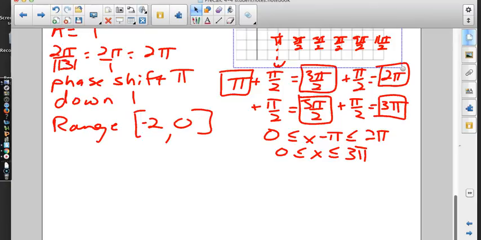Today we have a graphing trigonometric functions worksheet for homework.